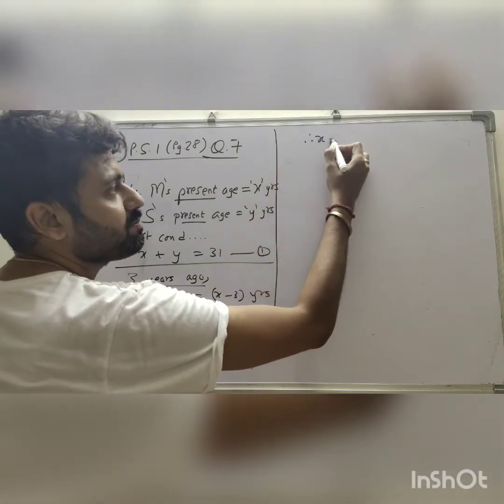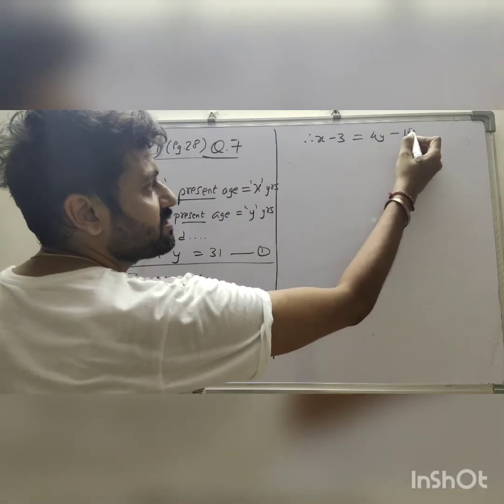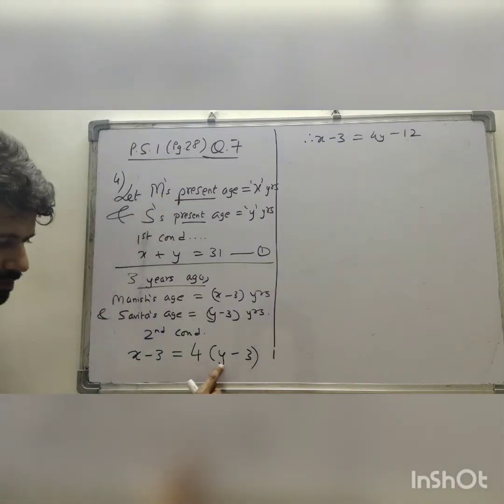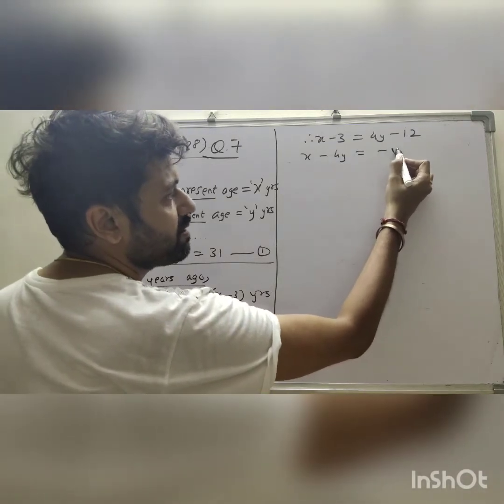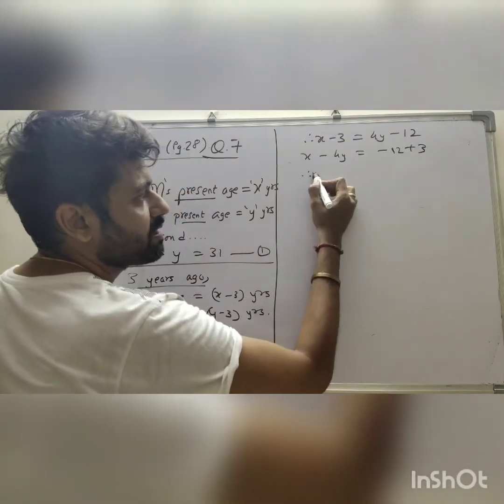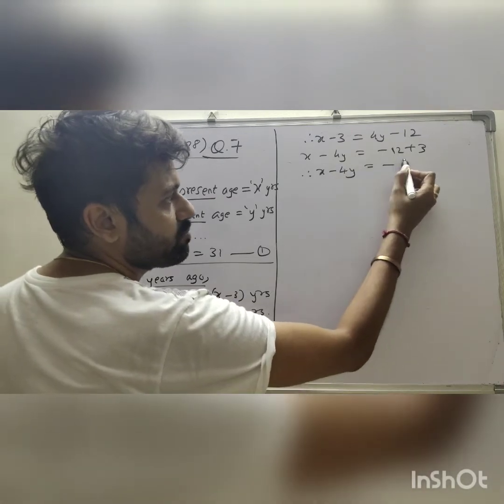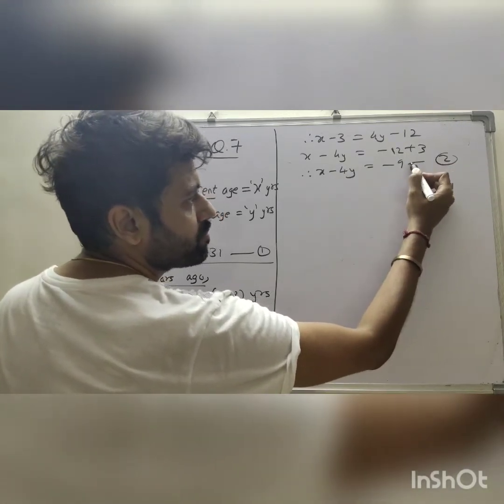We get x minus 3 is equal to 4y minus 12. x minus 4y is equal to minus 12 plus 3. x minus 4y is equal to minus 9. Equation number 2.